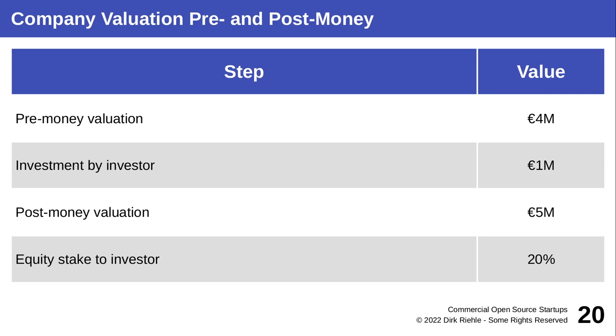So you are asking to receive 1 million euro from an investor. The so-called pre-money valuation before the investment is made was 4 million. With the additional cash in the bank after the investment, it's the post-money valuation of the company, now 5 million. And so that 1 million by the investor is one part of 5, or 20% of the company. So with your company being worth 4 million and the investor investing 1 million, it should give them an equity stake into the company of 20%.